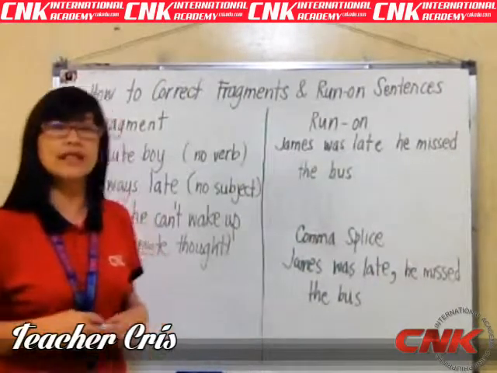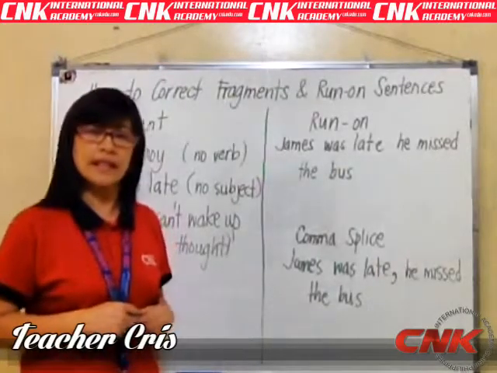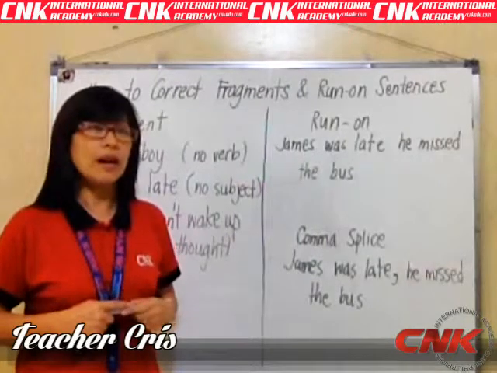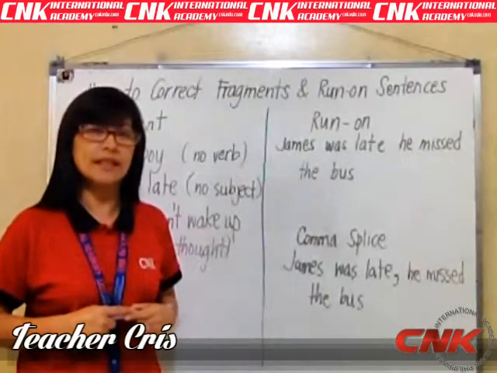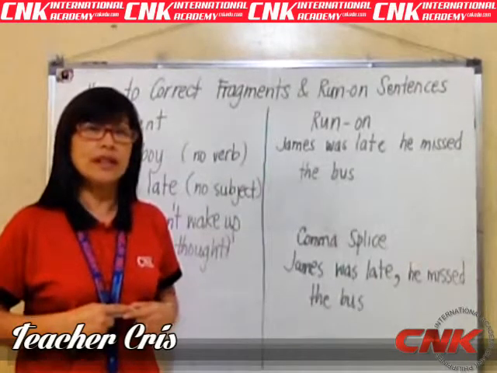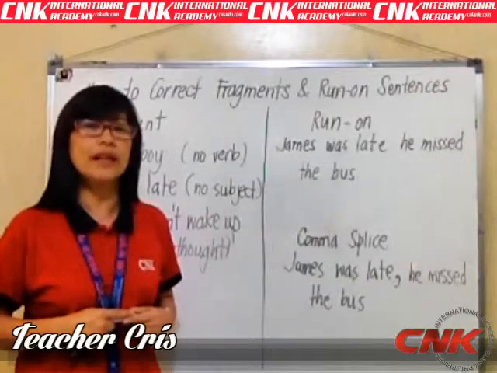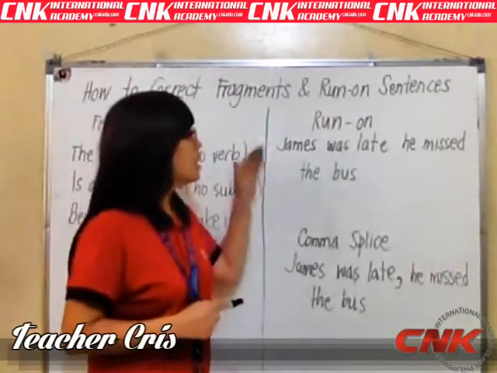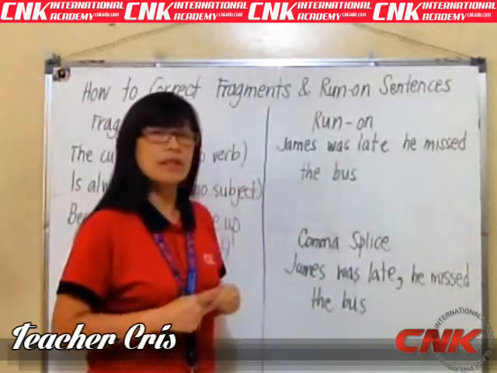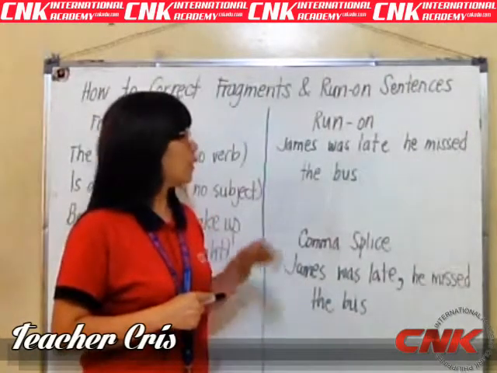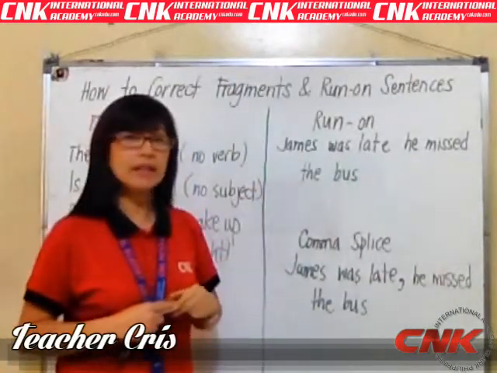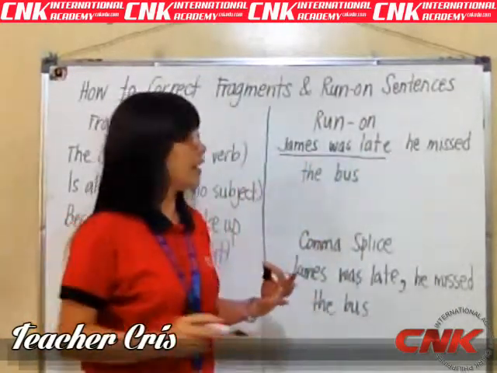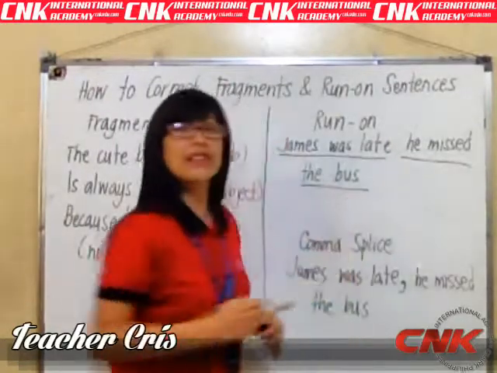So what is a run-on sentence? A run-on sentence is two or more sentences put together, but they are not correctly punctuated or they are not correctly joined. So let's take a look at the examples so that we may know how to correct them when we see one. Let's take a look at "James was late, he missed the bus." Okay, what do you think about this sentence? Is it correct? Okay, let's take a look. "James was late," we have a sentence, and then "he missed the bus," there is another sentence.